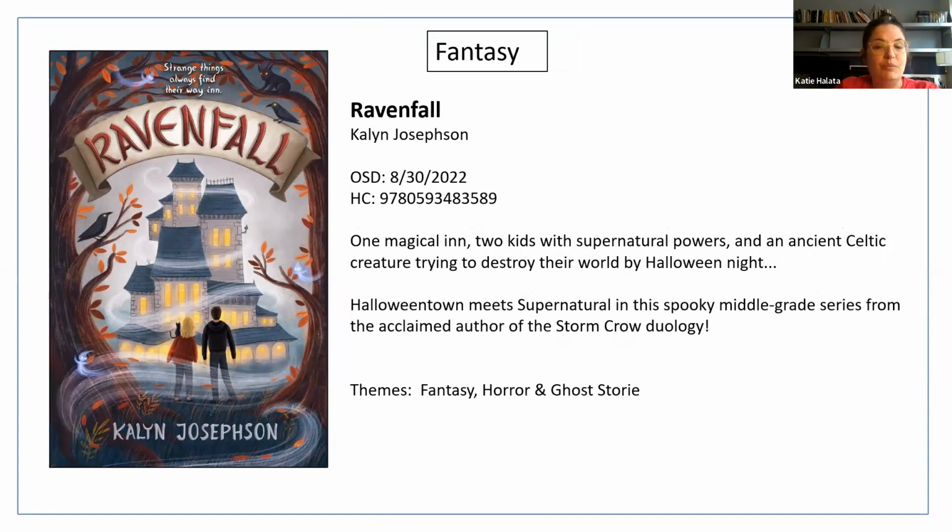13-year-old Annabelle has never been normal, even by her psychic family standards. Every generation in this unique family uses their abilities to help run the Ravenfall Inn, but it's hard to contribute when your only power is foreseeing death. So when 14-year-old Colin arrives, searching for his missing brother and the creatures that killed their parents, Annabelle jumps at the chance to be helpful. But the mysteries tied to Colin go much deeper than either of them expect. This is Halloween Town meets Supernatural in a spooky middle grade series from the acclaimed author of the Storm Crow duology.